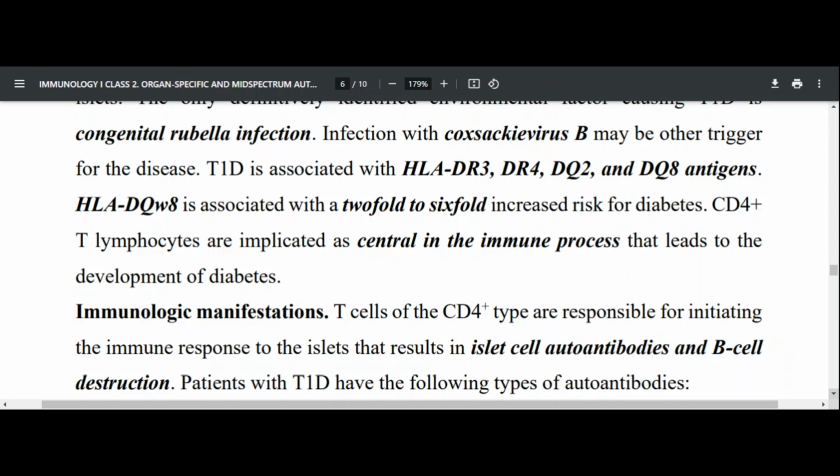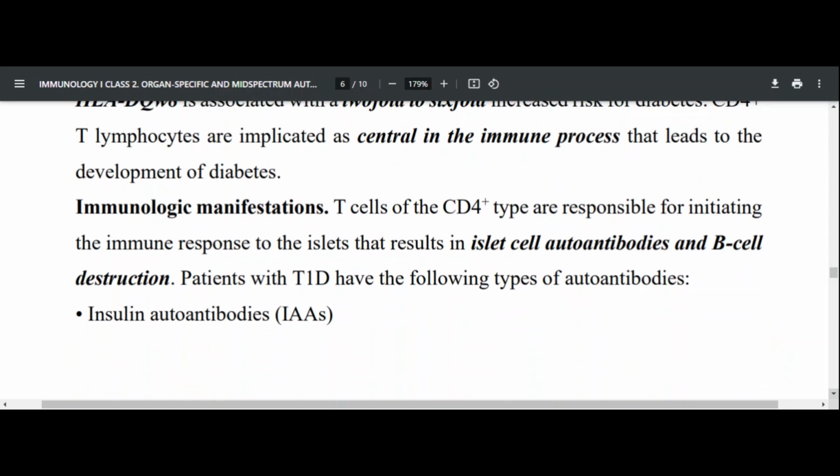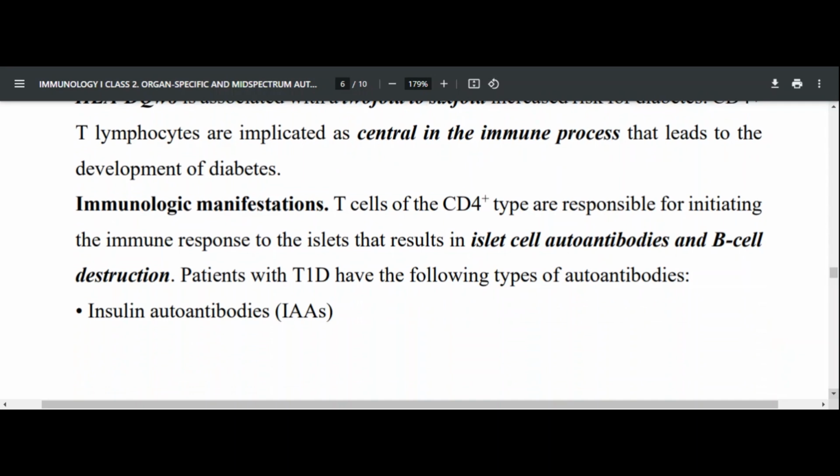response to the islets that results in autoantibodies, autoimmune destruction of CD4 plus cells. So the B cell destruction will also occur. Patients with type 1 diabetes mellitus have the following types of autoantibodies. Of course, the first autoantibodies you find in type 1 diabetes mellitus are insulin autoantibodies, that is antibody against insulin as a protein.